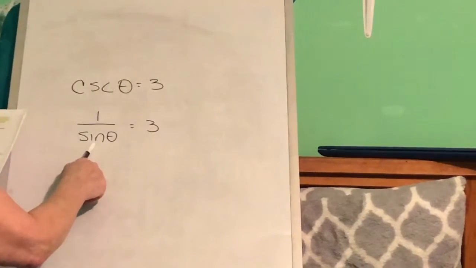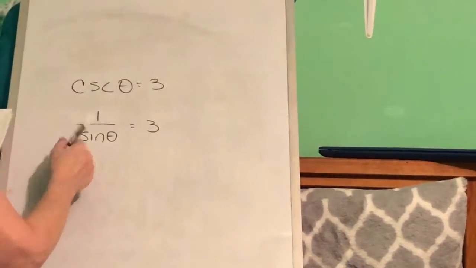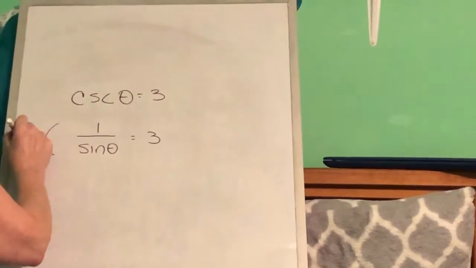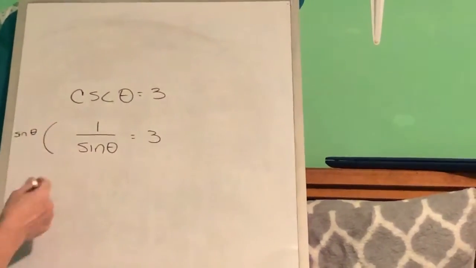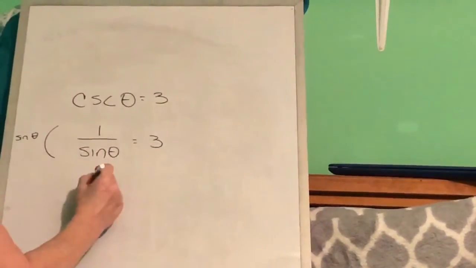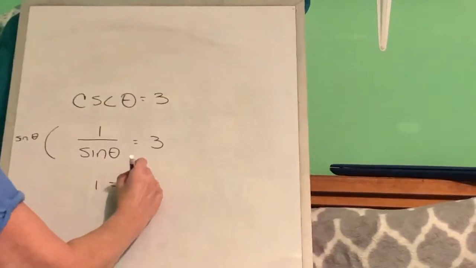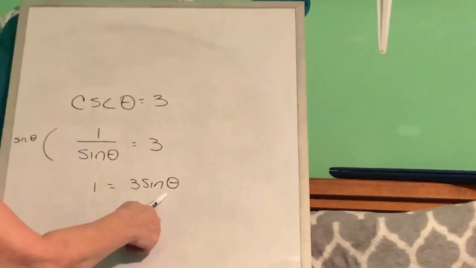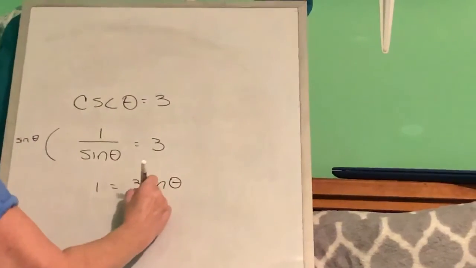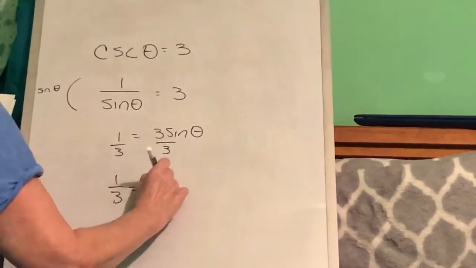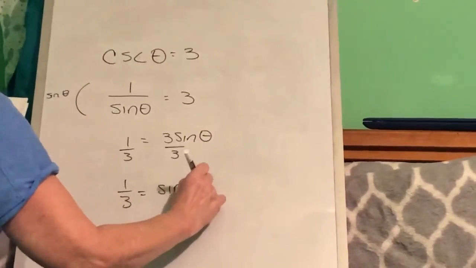If I want to solve for sine theta, I'm going to have to clear this equation of fractions. So I'm going to multiply by the sine of theta. In geometry, we'll learn a much quicker way to do that. But right now, let's clear the fractions. That will give me 1 equals 3 sine theta. But I want sine theta by itself, so now I'm going to divide by 3. So 1/3 is equal to the sine of theta.